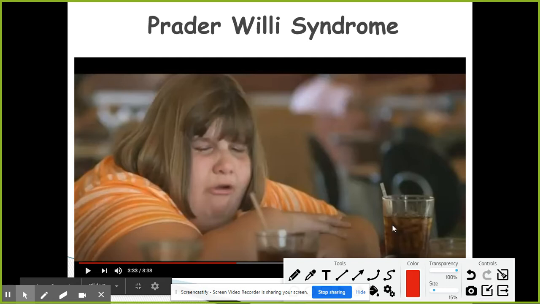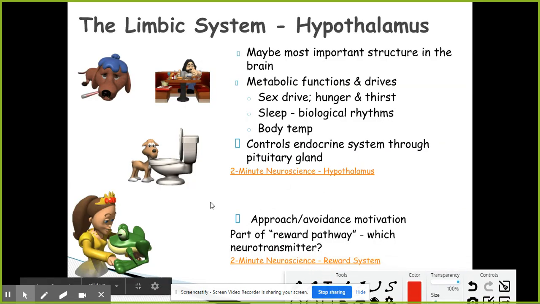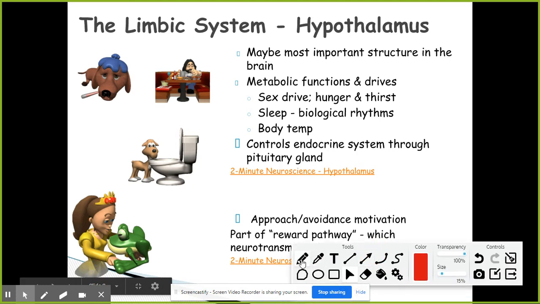Okay, so there you go. Hypothalamic disorder, Prader-Willi syndrome. Any questions on that?